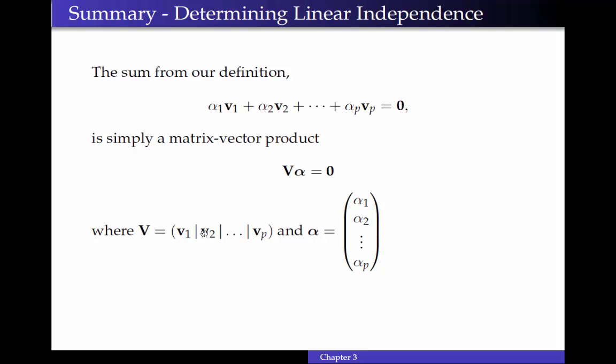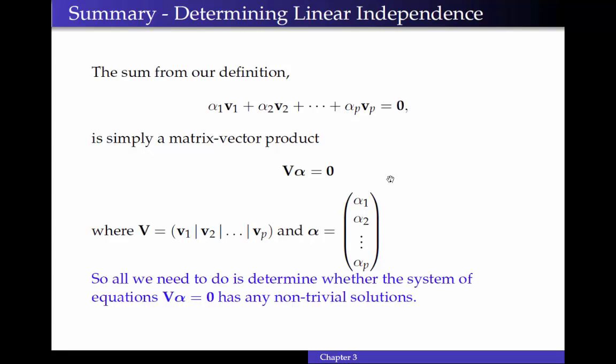Okay, that V matrix, and I'm not sure if we've seen this notation before, but what this means is just we're going to create a matrix with these vectors as columns, just like we did on the previous slide. So I'm creating a matrix from column vectors. And this alpha vector is my vector of coefficients from my linear combination. So all we need to do is determine whether this system of equations has any non-trivial solutions.